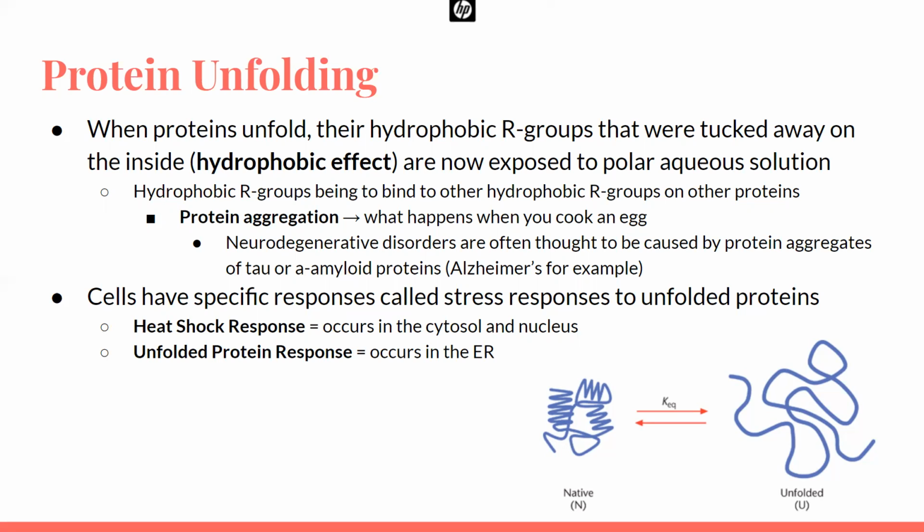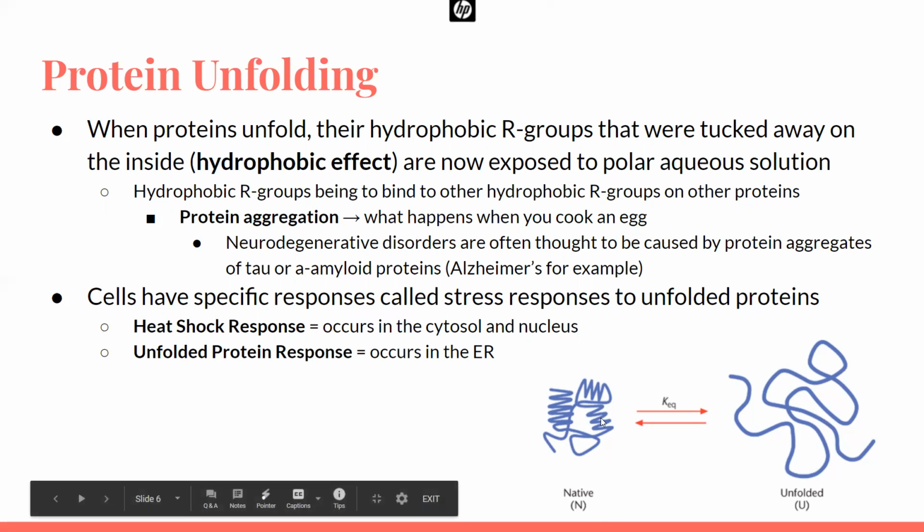But to combat this, cells have specific responses called stress responses for unfolded proteins. There are two that we're going to talk about in this class, the heat shock response and the unfolded protein response. The main thing to remember is that the heat shock response occurs in the cytosol and the nucleus, and the unfolded protein response occurs in the ER. We'll go into a little more detail, but there's a little diagram here of when it's folded, all these hydrophobic R groups on the inside, and then now they're exposed, and they're like, oh no, what do I do? So they're going to scramble.